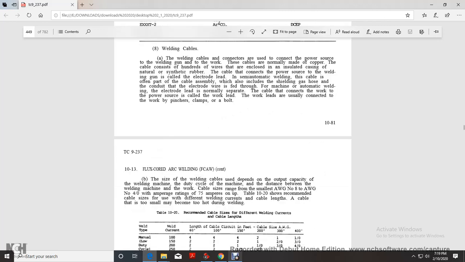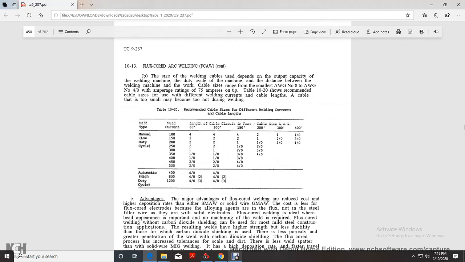The size of the welding cable depends on the output capacity of the welding machine, the duty cycle of the machine, and the distance between the welding machine and the work. The cables range from the smallest American wire gauge number 8 to American wire gauge 4/0, with an amperage rating of 75 amperes and up. Tables show the recommended cable size for different welding currents and cable lengths. A cable that is too small may become too hot during welding.